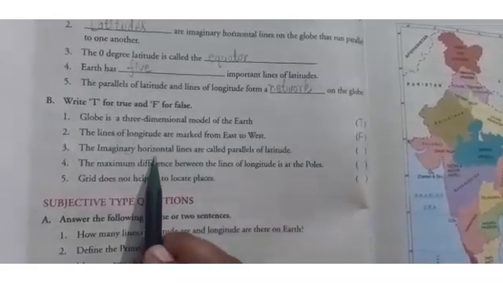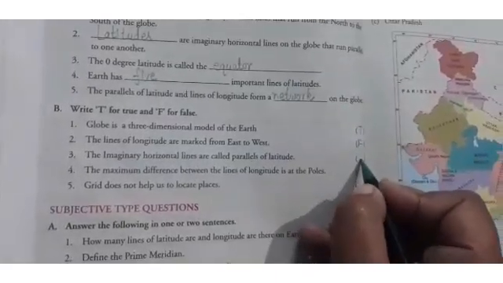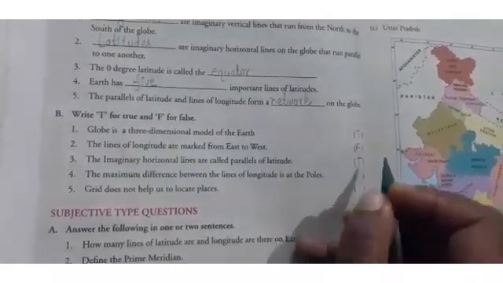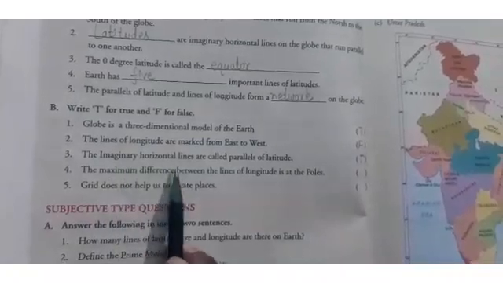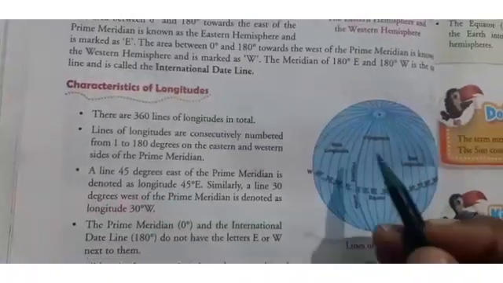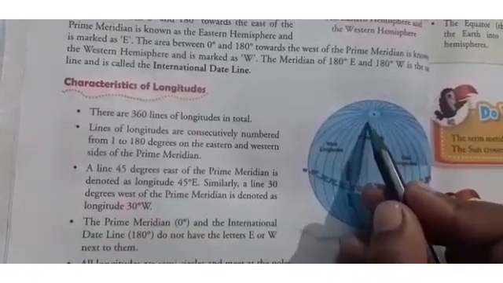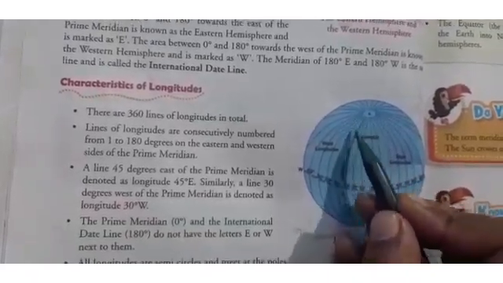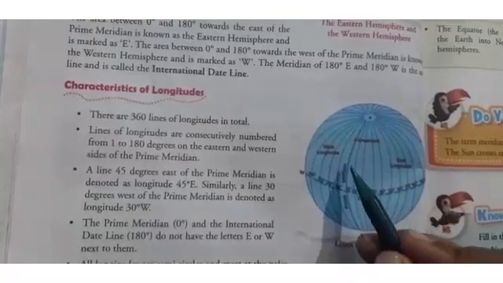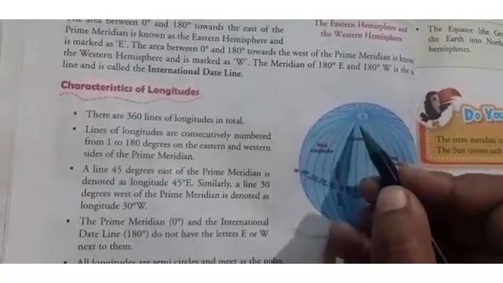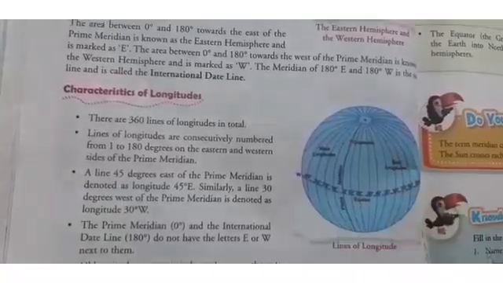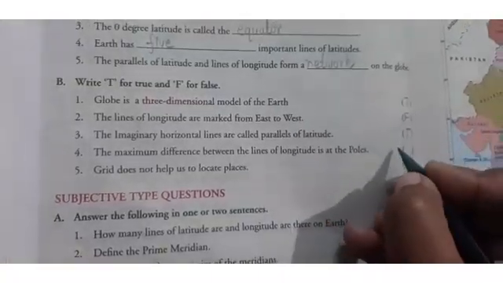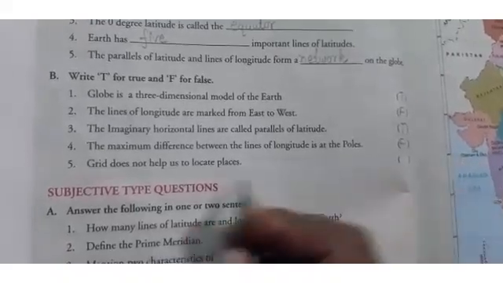Third is the imaginary horizontal lines are called parallels of latitude. Yes, they are called parallels of latitudes. True. Fourth, the maximum difference between the lines of longitude is at the poles. Now, just look here, at the poles the difference is not increasing, it is decreasing. Towards the equator they have more distance, but when they go towards the poles their difference is decreasing. So this is false. F, this is not maximum.